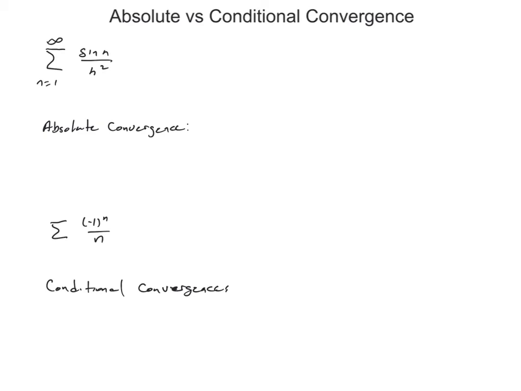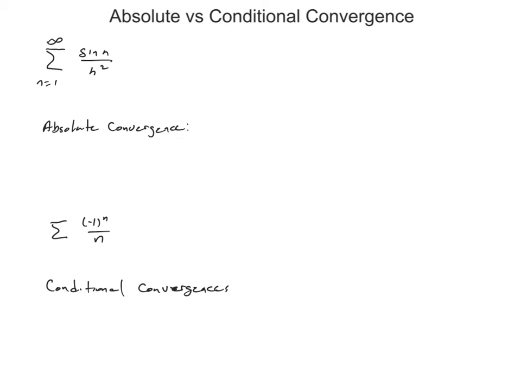Now, the other thing that's going to happen here is that we are going to start looking at types of convergence. There are series that converge with absolute convergence versus conditional convergence. And when we talk about this, we're looking again at series that have positive and negative terms.